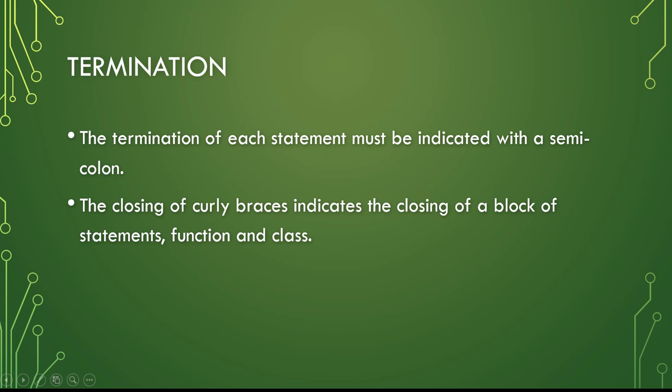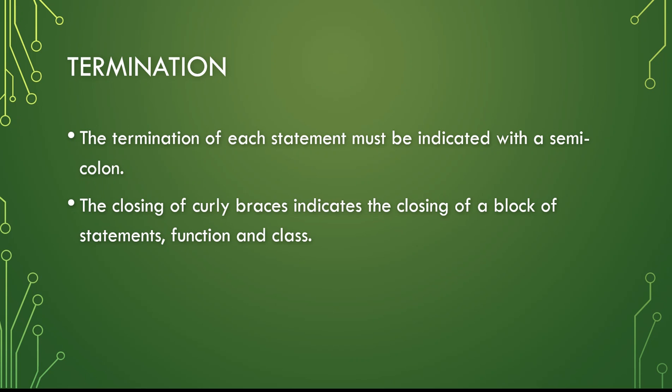Next is termination. The termination of each statement must be indicated with a semicolon. Once you enter a line, you should end it with a semicolon. You call it a statement terminator. Every line in the Java program should end with a semicolon. The closing of curly braces indicates the closing of a block of statements, function, and a class. If you open a block of statements and close the curly braces, that means it is the end of the block of statements. Or if you open a function with curly braces and close it after some lines, you call it the close of the function.